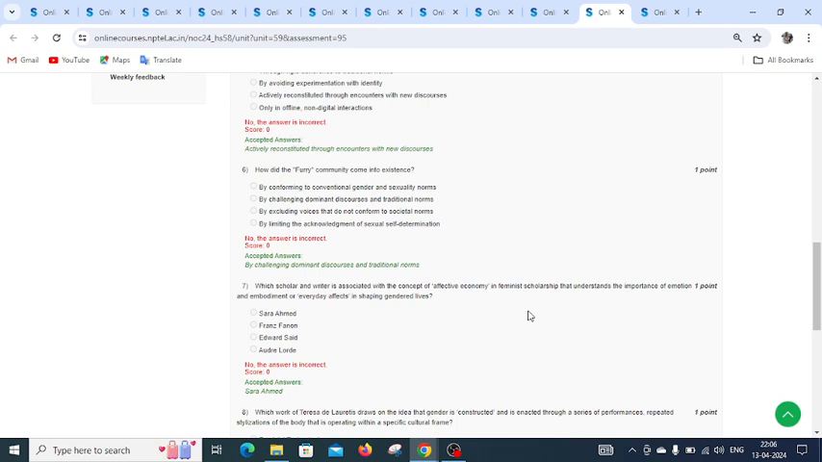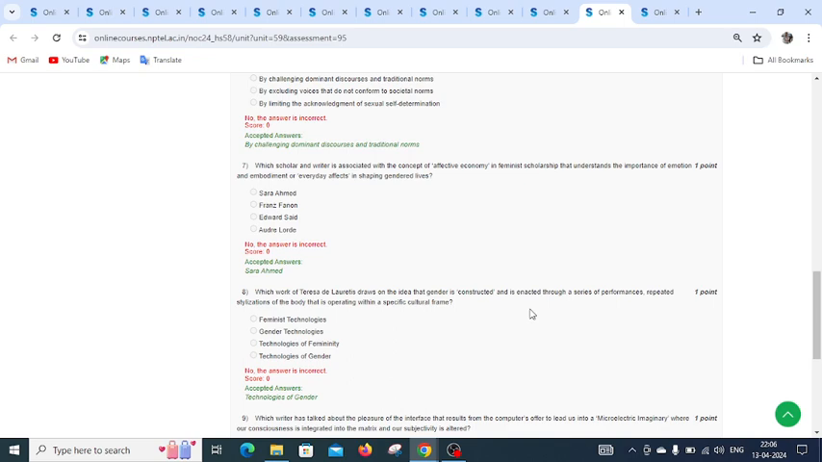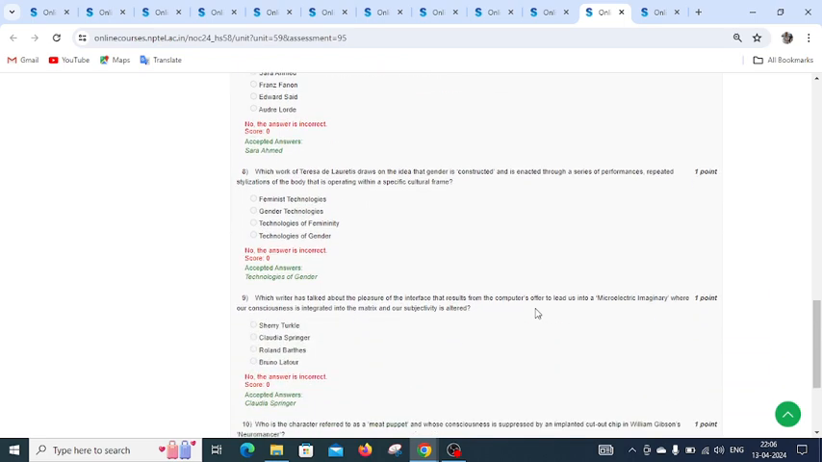Which scholar and writer is associated with the concept of affective economy in feminist scholarship, that understands the importance of emotion and embodiment or everyday affect in shaping gendered lives? That is your Sara Ahmed. Which work of Teresa de Lauretis draws on the idea that gender is constructed and is enacted through a series of performances, repeated stylization of the body operating within a specific frame? That is your Technologies of Gender.